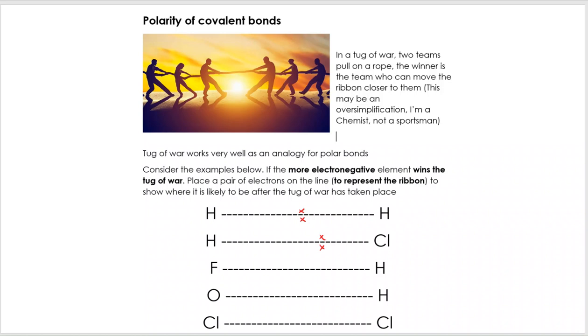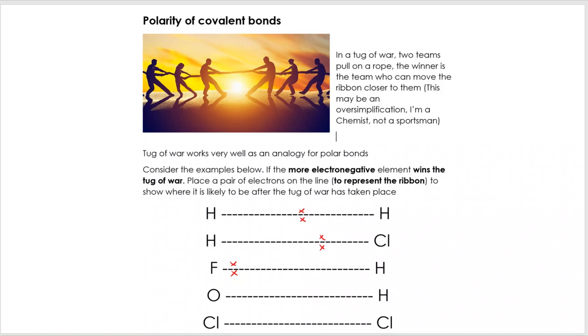Now, if I take the example below, I've got H and F, hydrogen fluoride. Fluorine is the most electronegative element. So that's going to have a much greater pull on the electrons in the covalent bond. So that's going to pull the electrons closer. And you can see I've drawn them much closer to F than I drew them to Cl in the previous example. On the next one, we've got an OH bond.